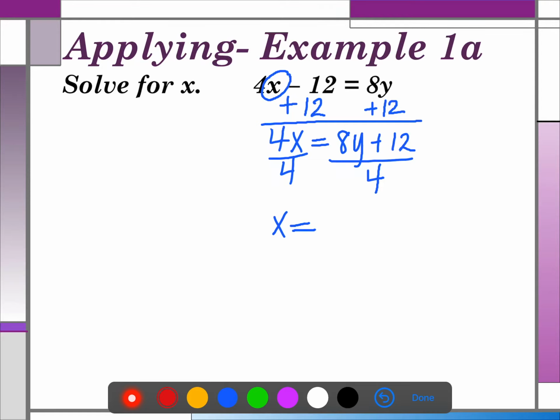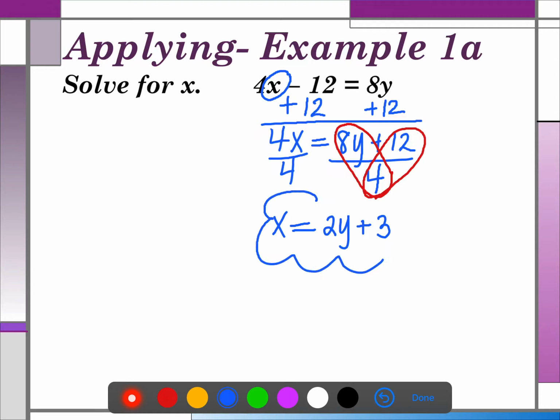Now we want to make sure that we are simplifying our final answer. So when we divide, we want to make sure that we divide both of those values in the numerator. So you see it kind of makes a heart. Okay, so you want to make sure that you don't break the heart. So 8y divided by 4 is 2y, and 12 divided by 4 is 3. Okay, so this would be my final answer, solving for x equals 2y plus 3.